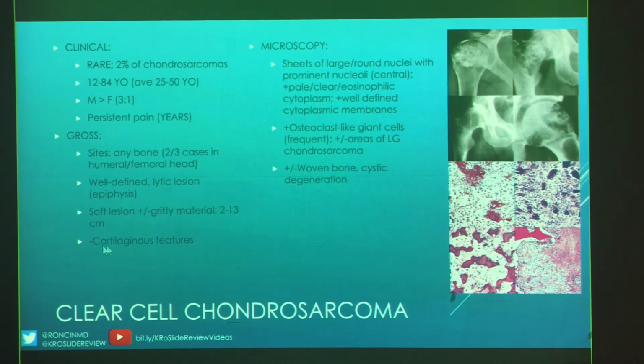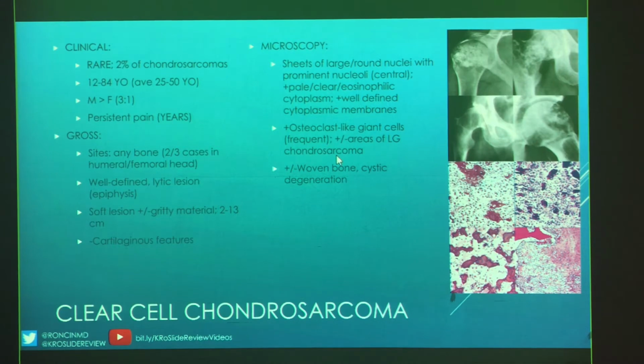So that's kind of important to note, because we're calling this a chondrosarcoma, but we're saying that grossly it doesn't have cartilaginous features. On microscopy, you're going to have sheets of those very large round nuclei with central nucleoli. They'll have that very pale, clear, sometimes eosinophilic cytoplasm that we saw that has that bubbly appearance, and they have very well-defined cytoplasmic membranes.